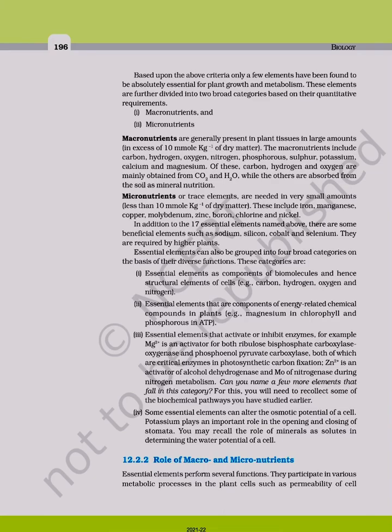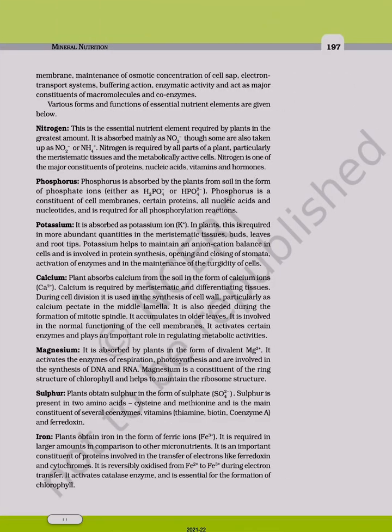12.2.2 Role of macro and micronutrients. Essential elements perform several functions. They participate in various metabolic processes in the plant cells, such as permeability of cell membrane, maintenance of osmotic concentration of cell sap, electron transport system, buffering action, enzymatic activity, and act as major constituents of macromolecules and coenzymes. Various forms and functions of essential nutrient elements are given below.